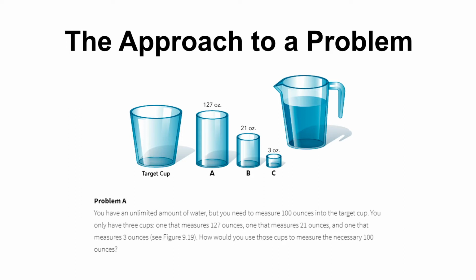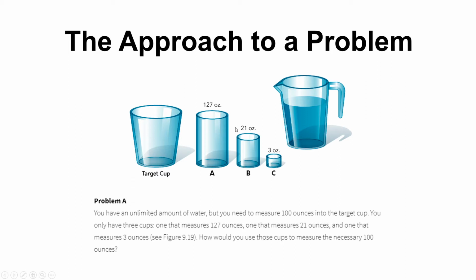So first, let's look at a thought experiment. This is a problem set that's used to see how we approach problems. Problem A says that we have an unlimited amount of water. So we have a pitcher of water. We can fill that pitcher up as many times as we need to. But our goal here is that we need to get 100 ounces of water into our target cup. So we have 3 cups available to us. We have A, B, and C. A is 127 ounces, B is 21 ounces, and C is 3 ounces.